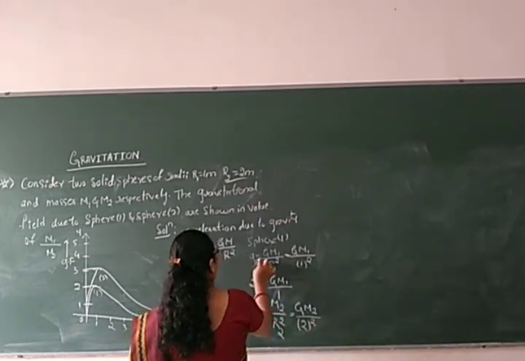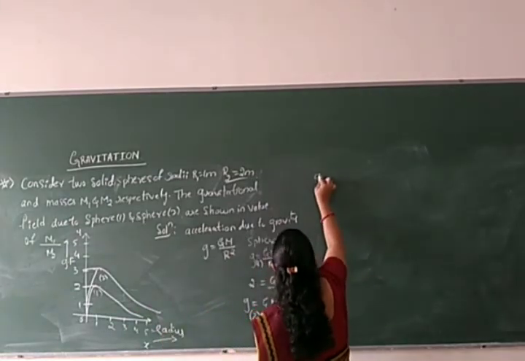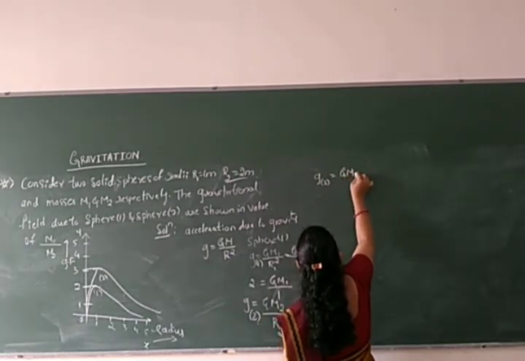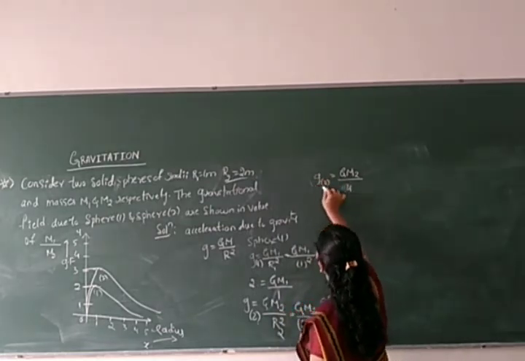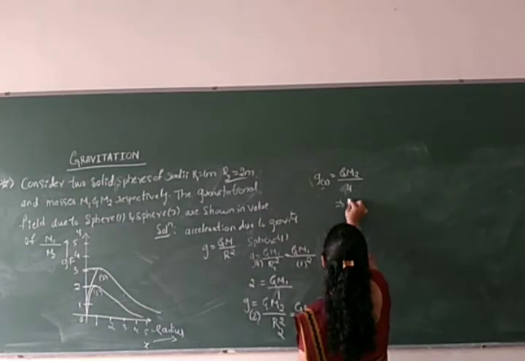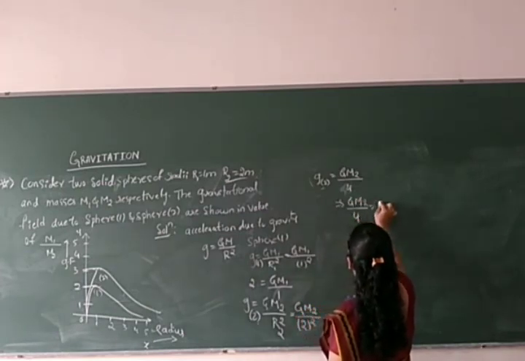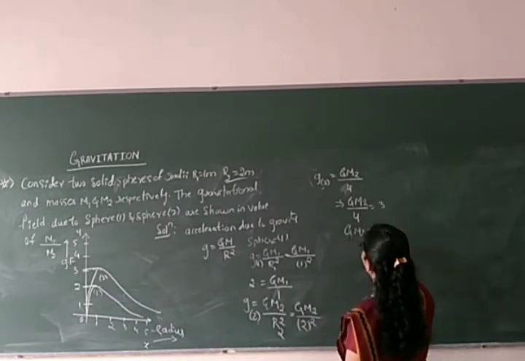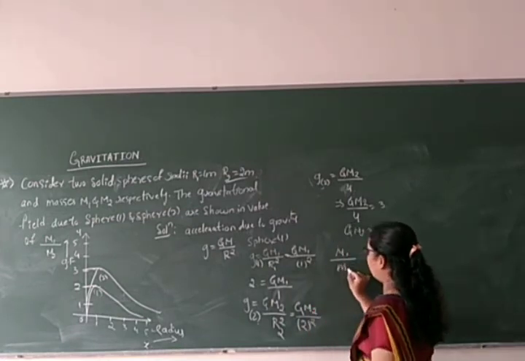Now we'll go ahead with the first sphere and second sphere. What is that here? The gravitational field due to the second sphere is Gm2 by 4, and this value reaches 3 here. So that means Gm2 by 4 is equal to 3 here. So Gm2 is equal to 4 into 3, so 12. Now go for the ratio which is given, M1 by M2.